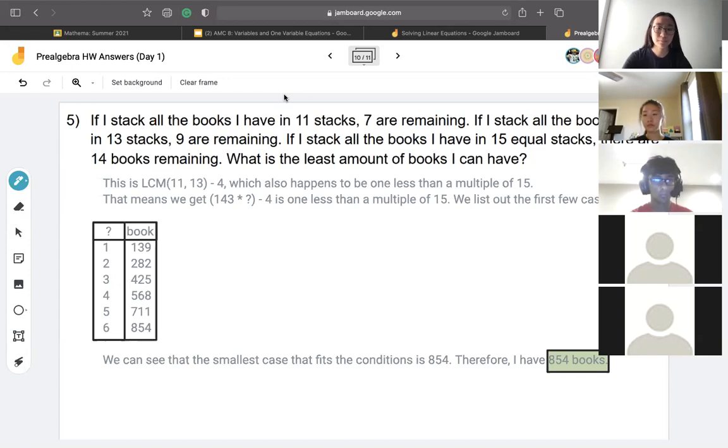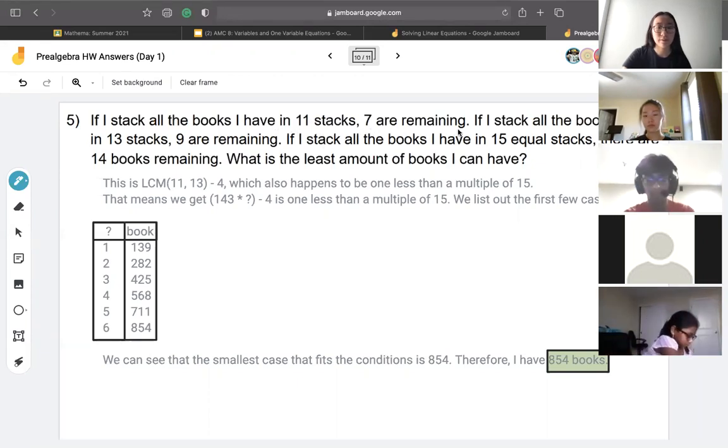Why do you do the -4 thing? All right, good question. So you can see up here, you stack all the books into 11 stacks, and then there are 7 books remaining. So if you had 4 more books, you could make another stack. Oh, I see. Everything's like 4. Yeah, exactly, except for the 15. And so that one is why we have to do this writing out and then trying to find the cases.